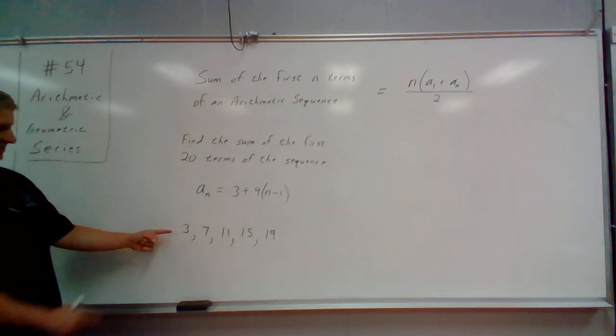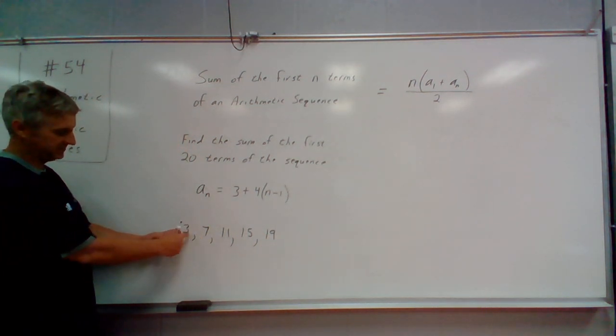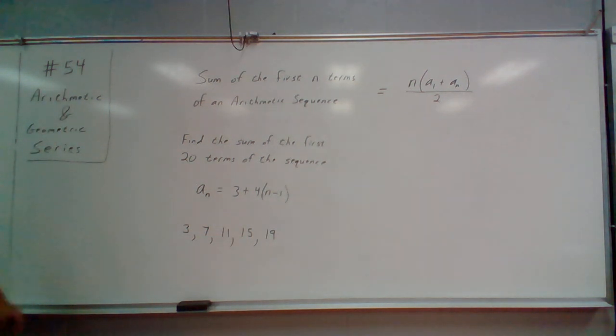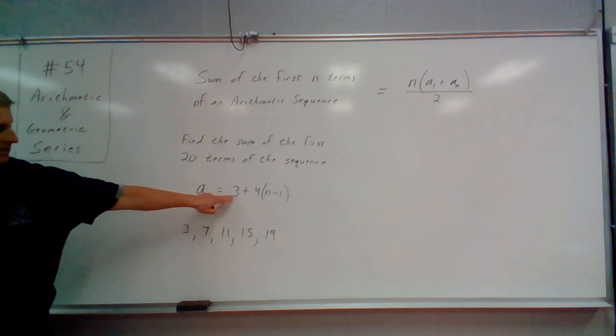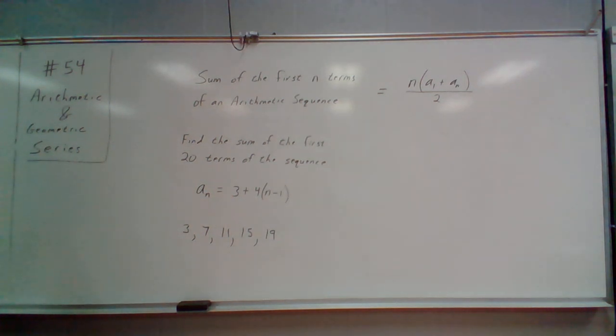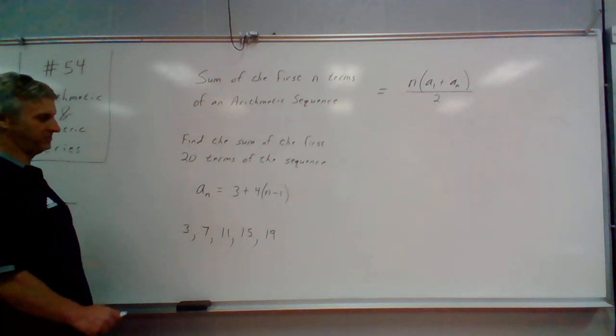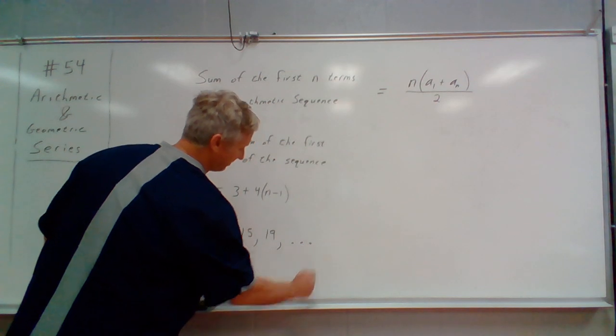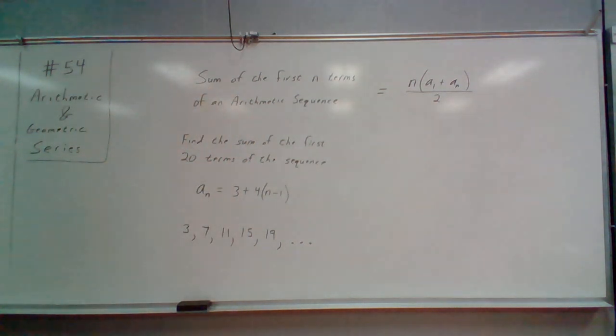All right, and you see what's happening here. My common difference is 4. I go up 4 each time, so it's an arithmetic sequence. My first term is 3. Common difference, or slope, is 4, so I'll go up 4 each time. What's the 20th term of this sequence? Dot, dot, dot, all the way up to the 20th term.